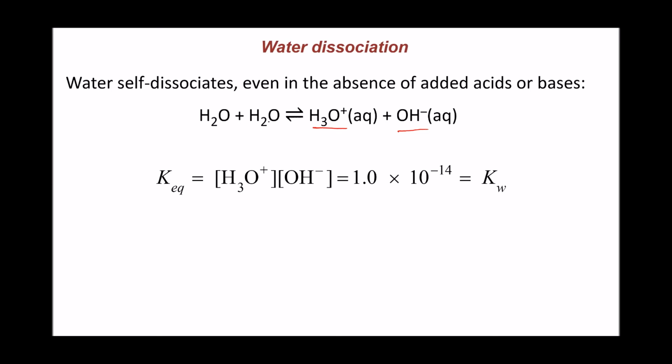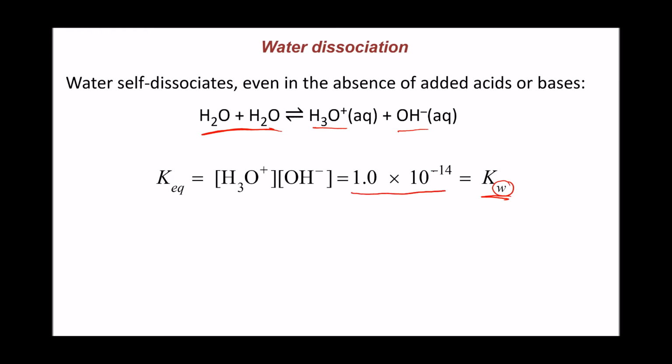And just to remind you, we didn't include these here because they are liquid phase substances. So they have a constant concentration that equals unity, or equals 1. So the equilibrium constant for water self-dissociation will have this special symbol here to indicate that it's for water. It has experimentally this value right here.